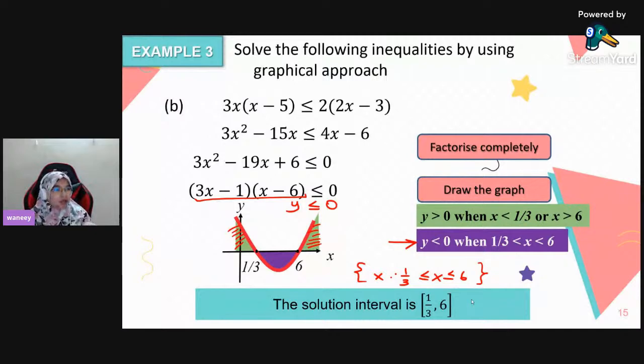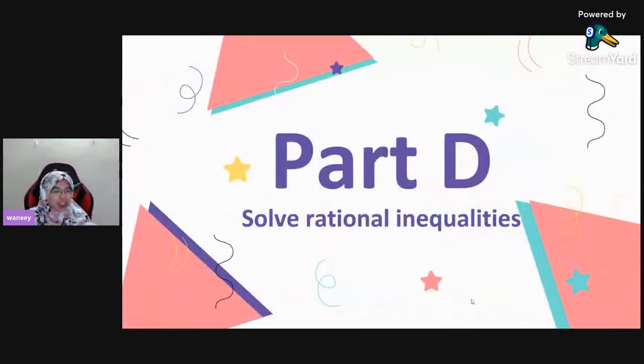Okay, so linear done, quadratic done. Now the most famous part of inequalities, and most of the questions that we are going to handle, will be the fourth learning outcome for today, which is rational inequalities. Sometimes people get dizzy with rational inequalities and then cannot answer. Okay, D, solve rational inequalities.